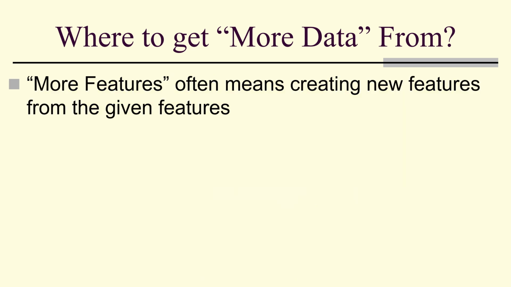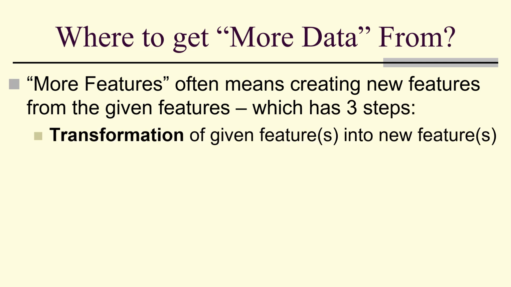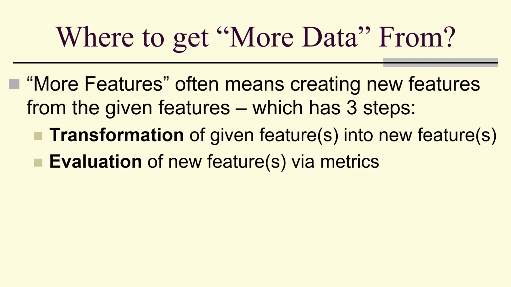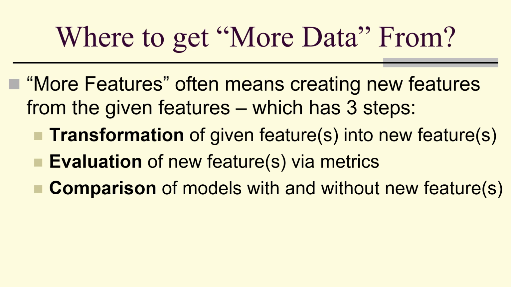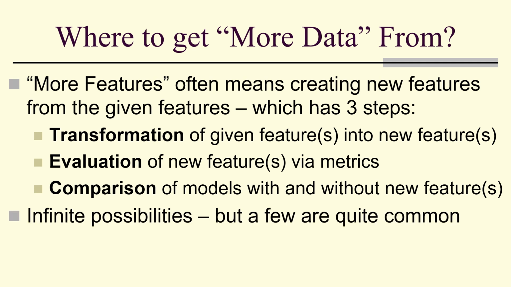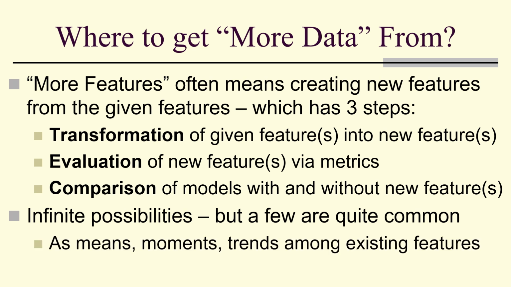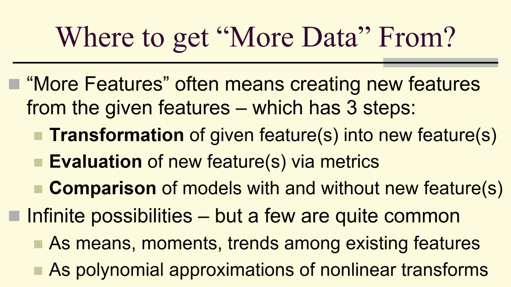More features often means creating new features from the given features. And this tends to have 3 steps. Not a hard and fast rule, but we tend to do the following. Transforming the given features into new features, evaluation of the new features via metrics, and then comparison of models with and without the new features. There are infinitely many possibilities here, and many more than we could do in a single course that are used out there, but there are a few that are quite common. Means, moments, trends among existing features, and polynomial approximations of nonlinear transformations.